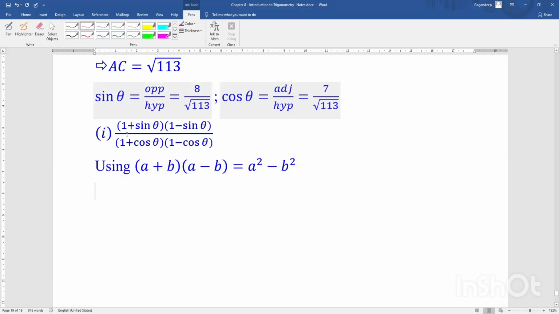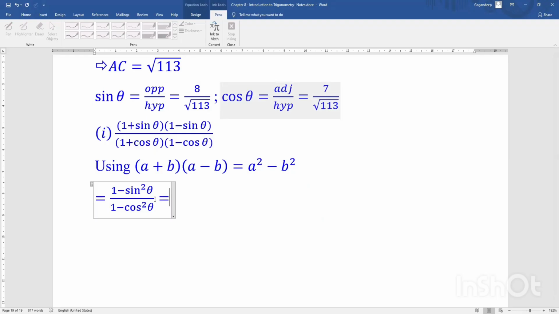So for the numerator, we have a as 1 and b as sin theta, and so that will be 1 minus sin square theta in the numerator. And for the denominator, instead of a you have 1, and instead of b you have cos theta. So in the denominator, we get 1 minus cos square theta. So let us write that. So now the given expression becomes (1 minus sin square theta) by (1 minus cos square theta).